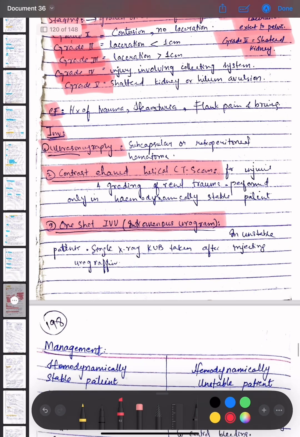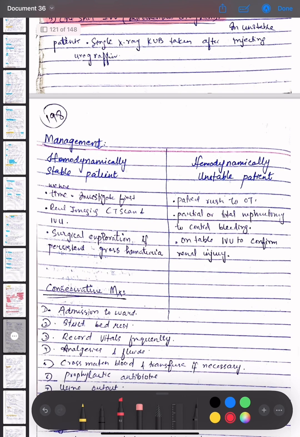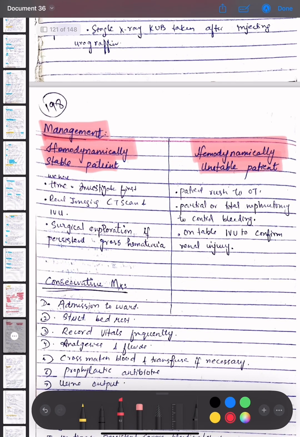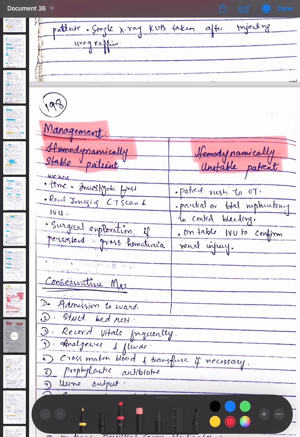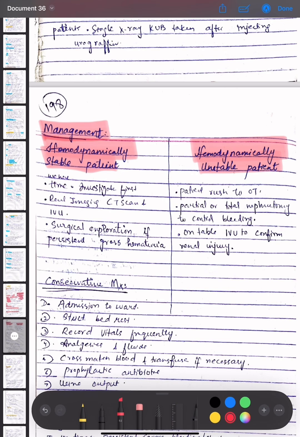How will we manage the renal trauma? We have to make a broad classification, that is the management for hemodynamically stable patient and the management for hemodynamically unstable patient. For hemodynamically stable patient, we have time. So first we will investigate the patient, then renal imaging, CT scan and IVU, is done, and then surgical exploration if persistent gross hematuria is present. For hemodynamically unstable patient, rush to the OT. Partial or total nephrectomy to control bleeding is done, and on table IVU to confirm renal injury.